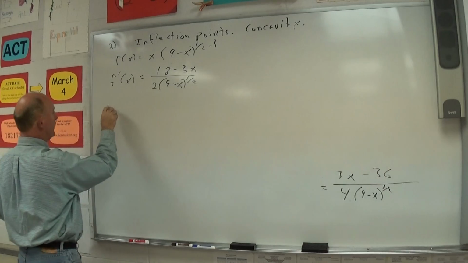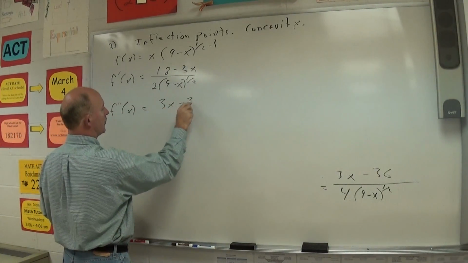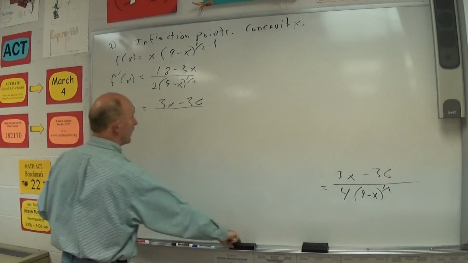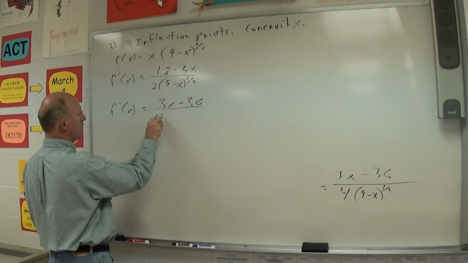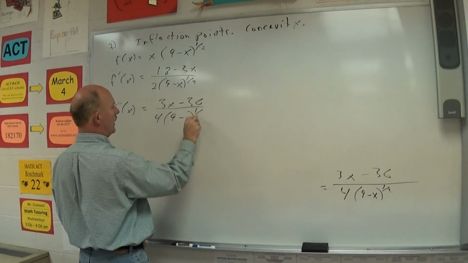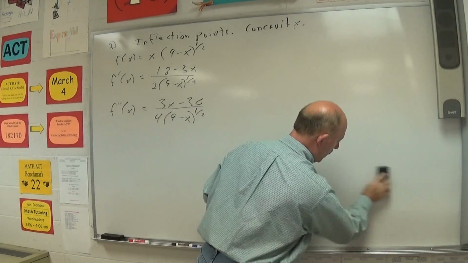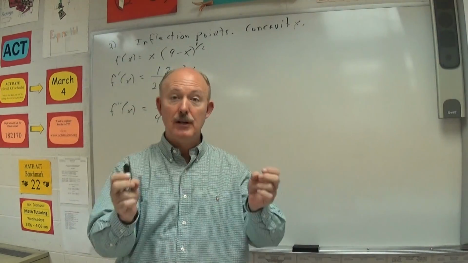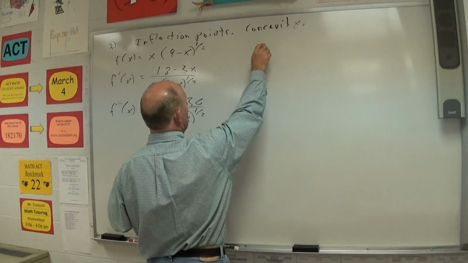Now, so the second derivative is 3x minus 36 over 4 times 9 minus x to the 1/2 power. All right. Okay, so we got our second derivative. Now, one thing I didn't do, and I just now remembered it. One thing that we should have done at the beginning of the problem is to check the domain of the functions. Let's check the domain.